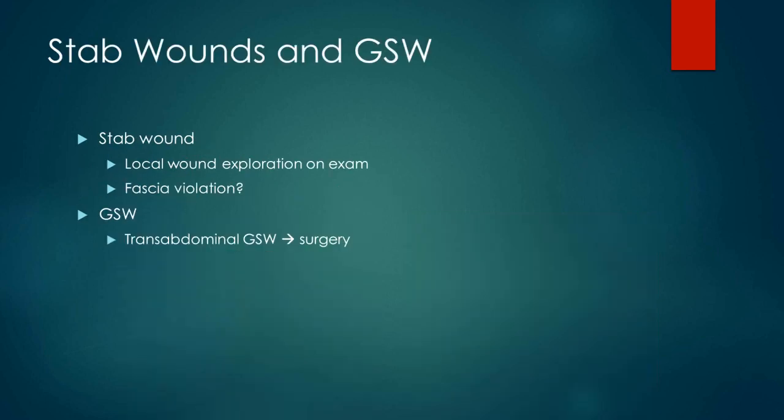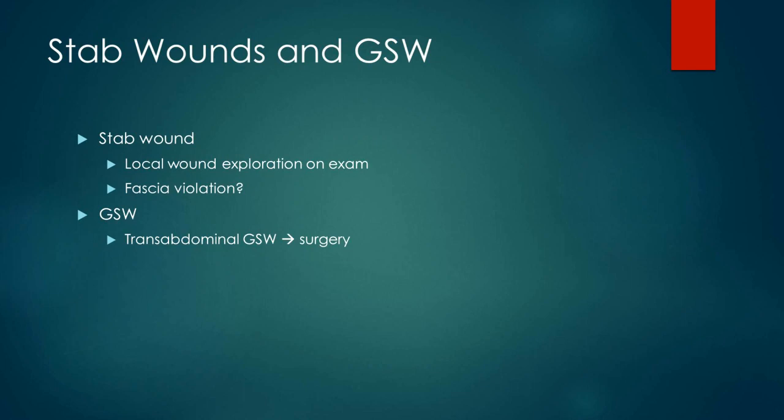Stab wounds, GSWs. Stab wounds, you can do local exploration on exam. If there is no fascial violation of an abdominal stab wound, you do not necessarily need to perform an XLAP. You can do local wound care and close it. And a lot of times these patients can actually be discharged home. But if there's fascial violation, then CT is warranted, and washout and closure. So the depth and extent of the stab wound is incredibly important to assess.